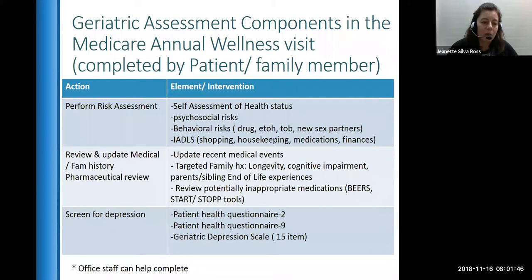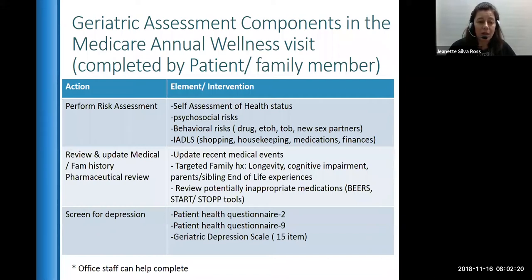So you can perform a risk assessment. You want to ask the patient what they think their health status is. You want to find if there are any psychosocial risks. Sometimes people forget that older adults do have sex, and that they may engage in behavior that may be risky as well. Drinking, drugs, tobacco, having multiple new sex partners.